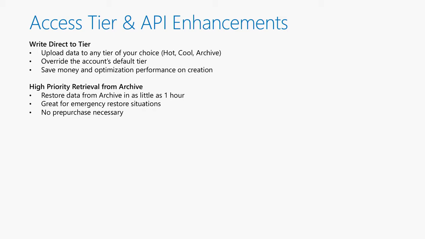There's no need to pre-purchase anything. You're still taking advantage of the archive tier at the lowest cost of the public cloud at $1 per terabyte. And then when you need it for an emergency, you can restore it at a high priority.